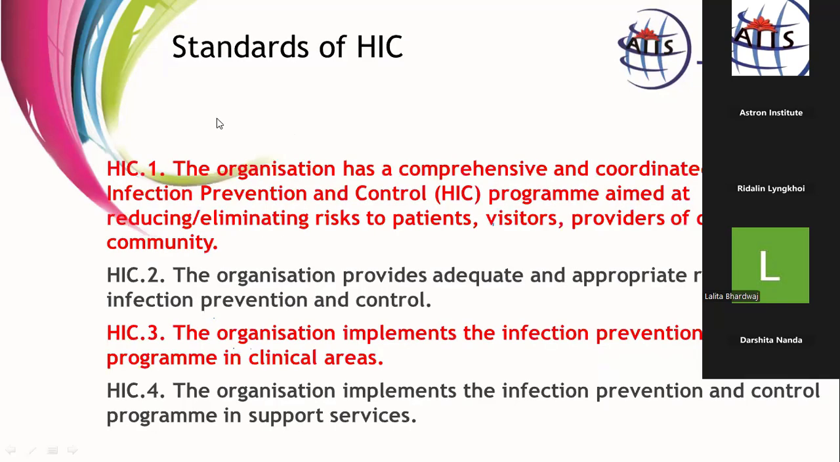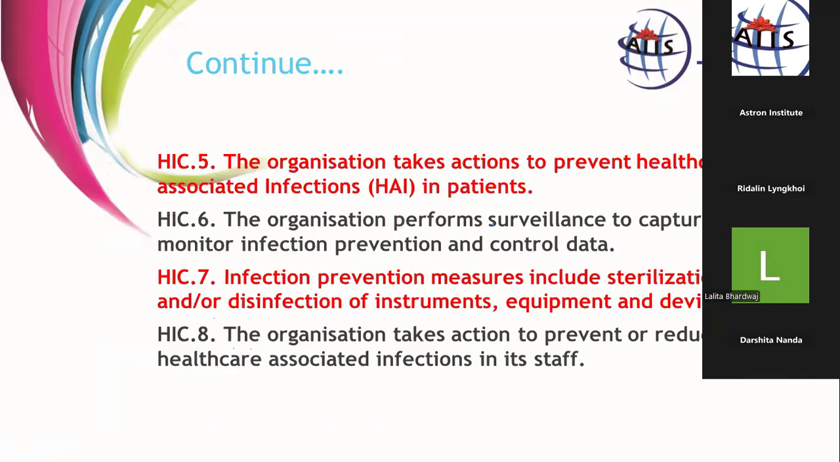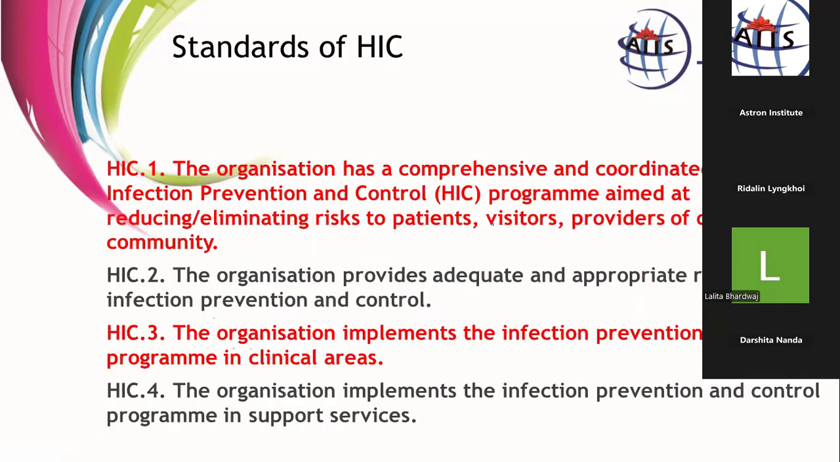There are a total of 8 standards in this chapter. Hospital infection control is one chapter in the NABH booklet, and there are 8 standards in this chapter. In these 8 standards, we are covering 51 elements. These are the standards: HIC1, HIC2, HIC3, HIC4, 5, 6, 7, and 8. These are the main points. These are the standards for NABH 5th edition.